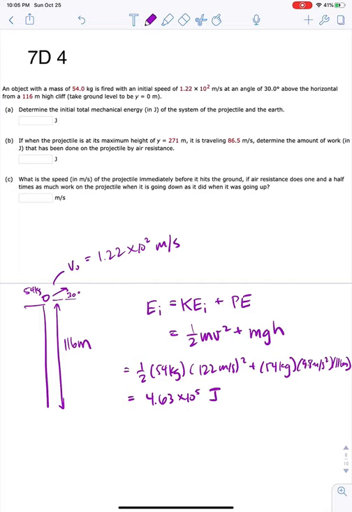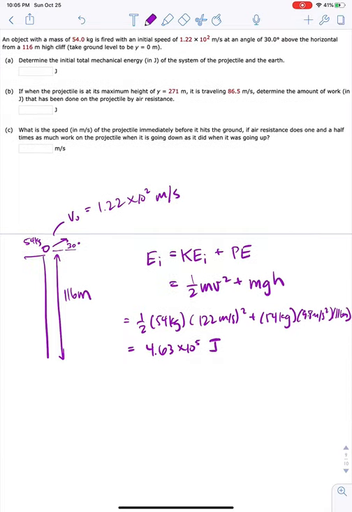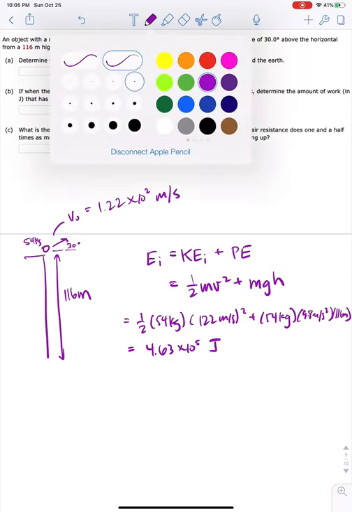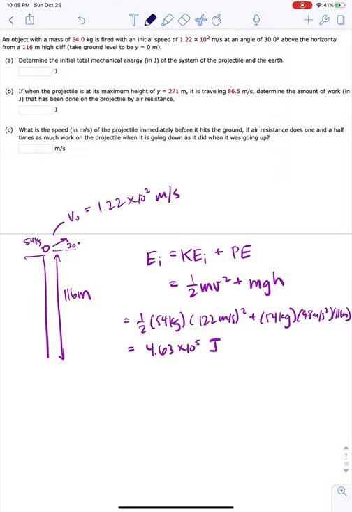Okay, so then the next part of the question says when it's at its maximum height. So imagine that we've got this projectile going here. It's at its maximum height, which is 271 meters. Drawing here is very much not to scale. It's now traveling at 86.5 meters per second. We want to determine the amount of work that has been done on the projectile by air resistance.